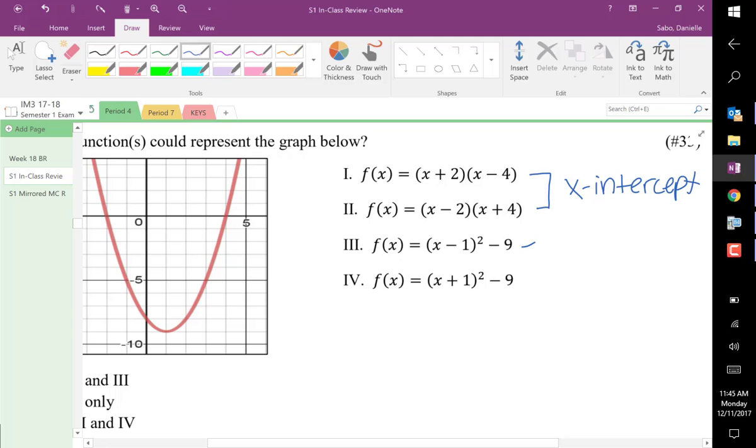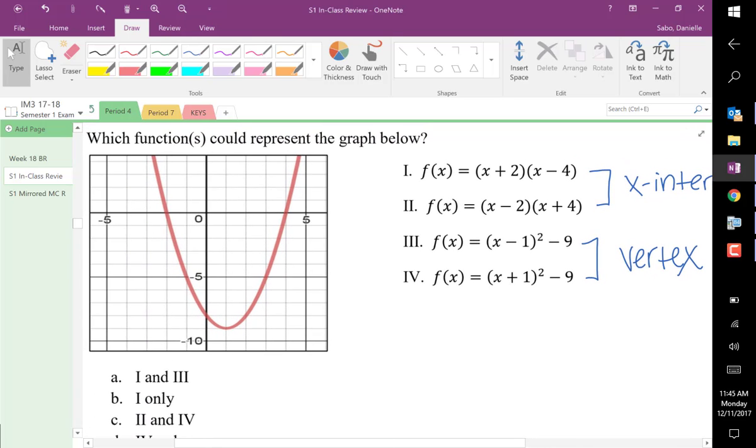These two are my vertex. That's what they're describing. So I always look before I even try to answer my question what the choices are. So I know that only one of the x-intercepts is going to be correct, if anything. So what's my first r value? What is this? Yeah, -2. What's my other one? 4.